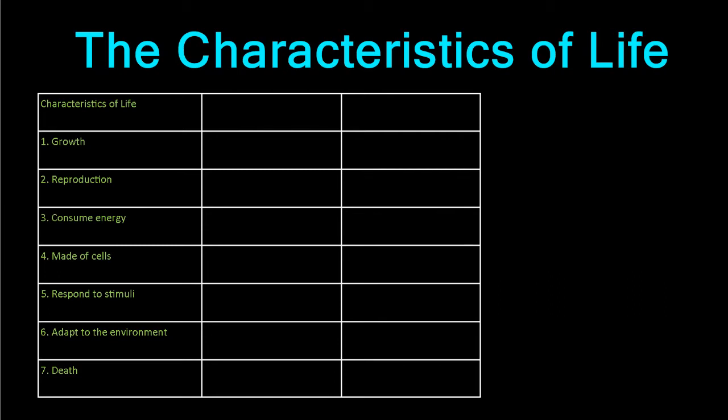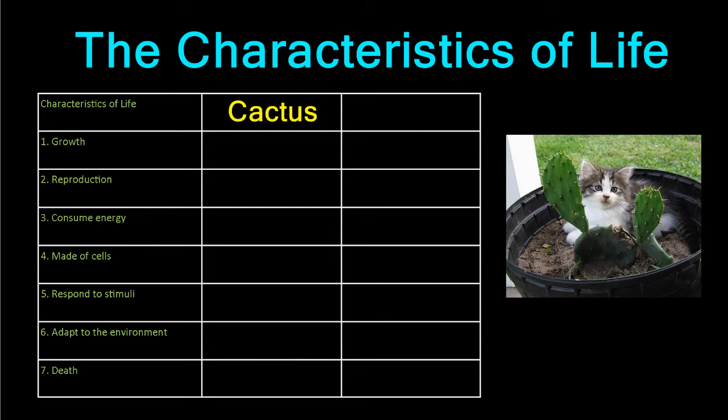We're going to test our definition of life by comparing it to 2 new organisms, 2 new specimens that we consider alive. So I'm going to use a cactus, like the one you see here in this picture. And we're going to go through the list and ask if the cactus has each of these characteristics. So number 1, does a cactus grow? Well, yes. I've seen the cactus get taller over time, so I'm going to say yes, it does grow.